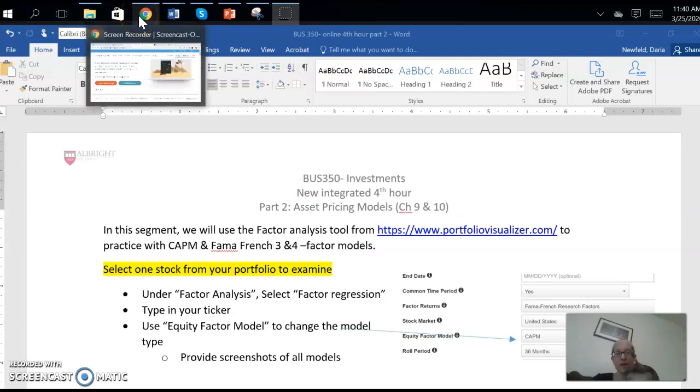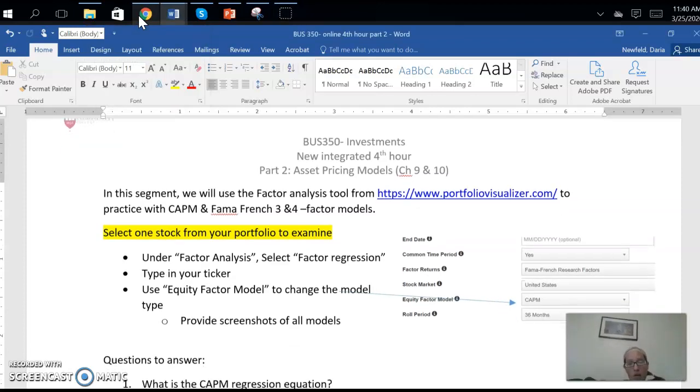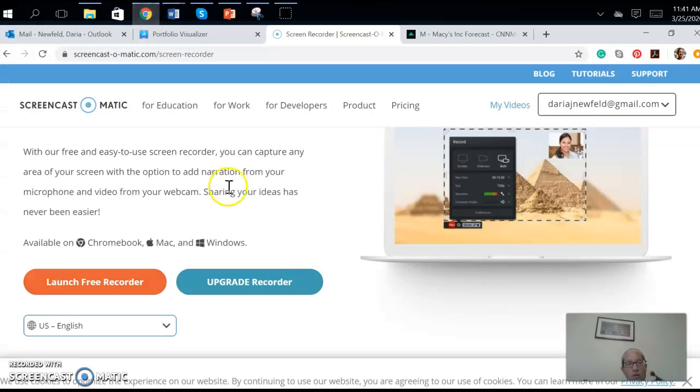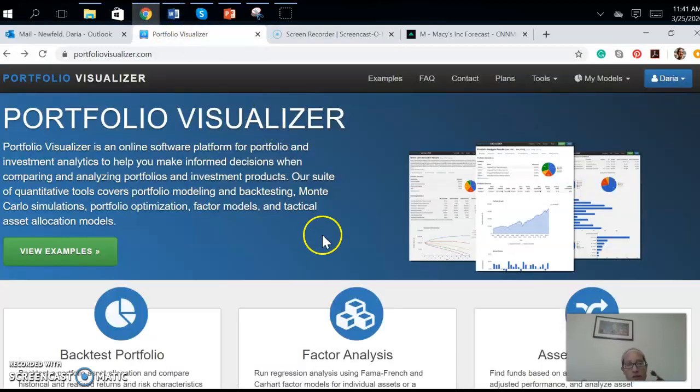Portfoliovisualizer.com, and then I have the steps there for you. We're going to use factor analysis, factor regression. We're going to select our ticker. So I'm going to ask you to use any stock from your portfolio. I just want you to practice using these different models. And then we have some questions to answer about what is the equation, what do the values tell you, those kinds of things. So I'm going to go over here to the portfolio visualizer, and I'm going to show you how to find this information.